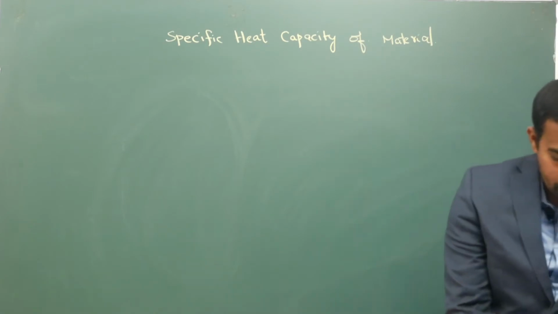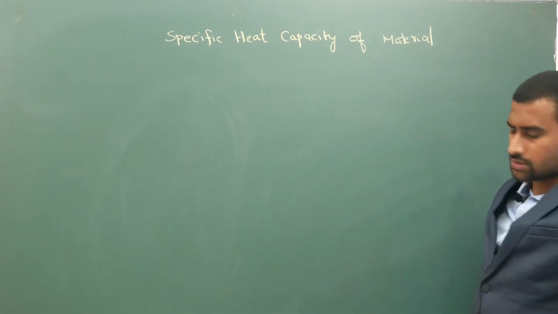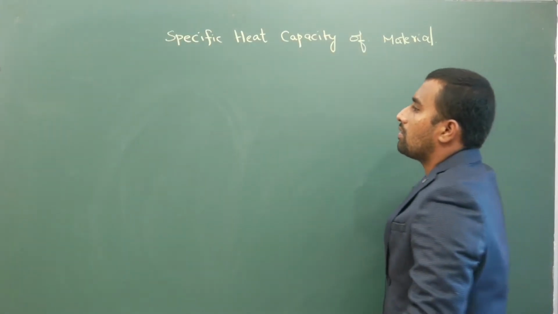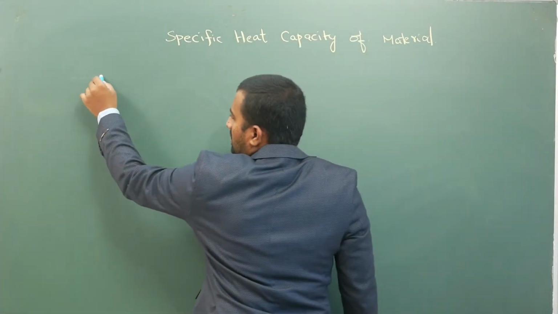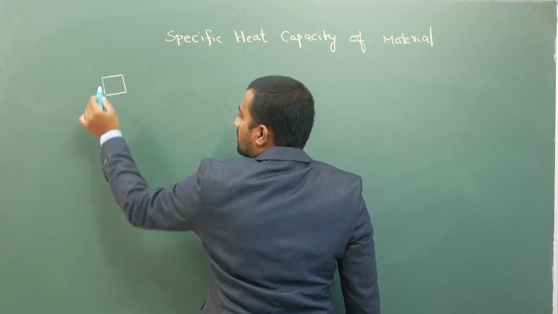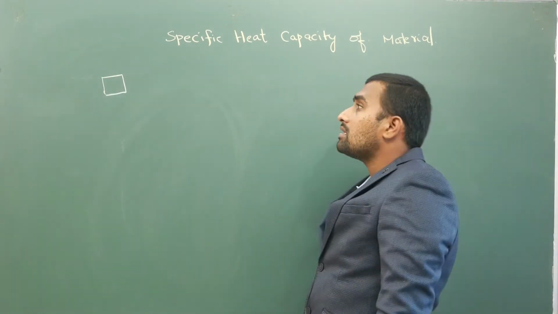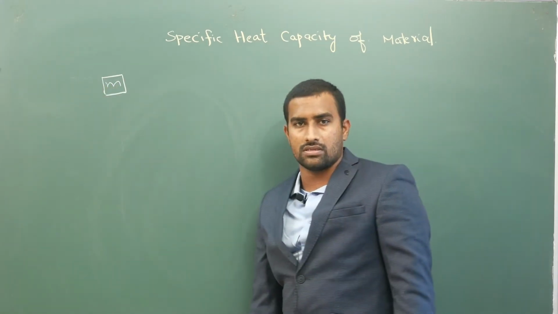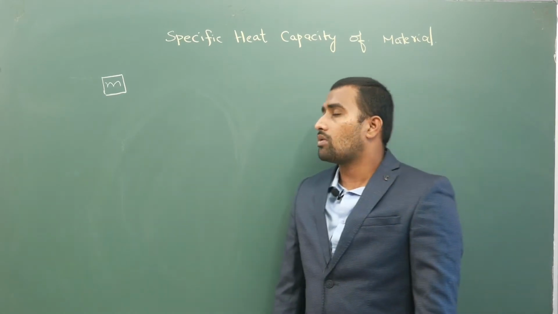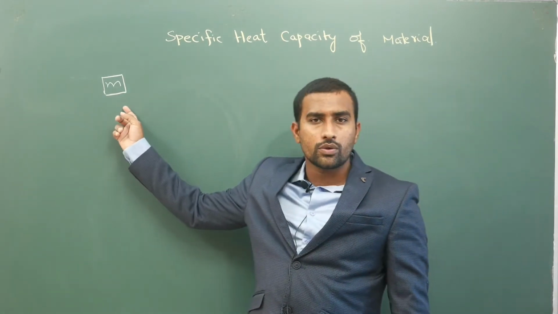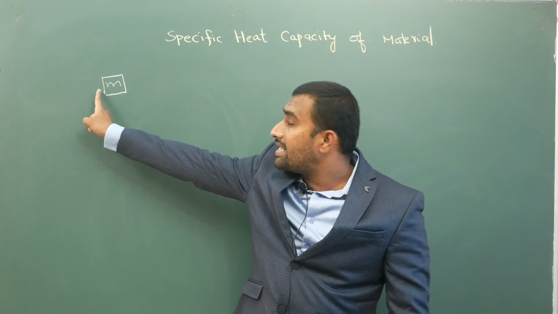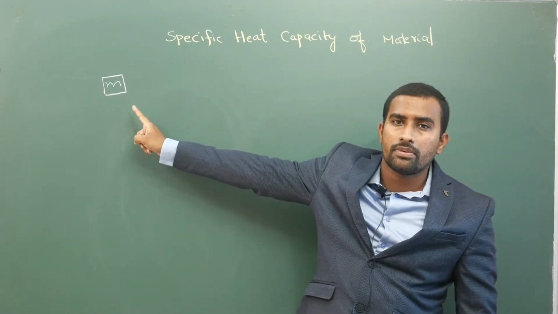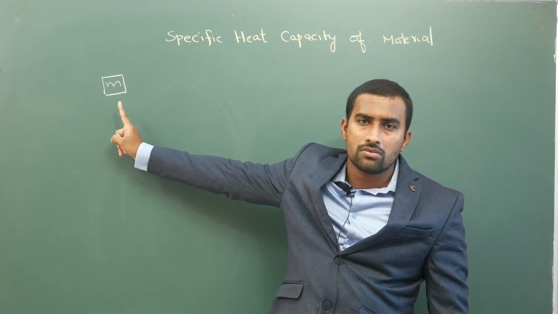Now, if you take specific heat capacity, first you are supposed to understand this. Take a substance whose mass is m. What I am going to do is give heat energy to this substance. If I give heat energy to this substance, this body will absorb heat.